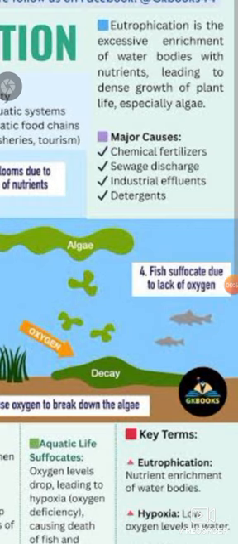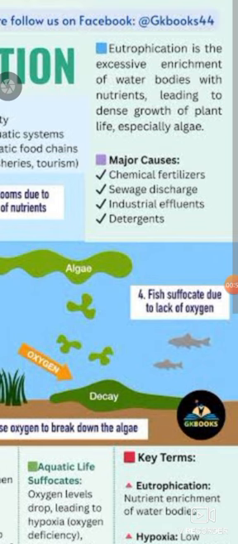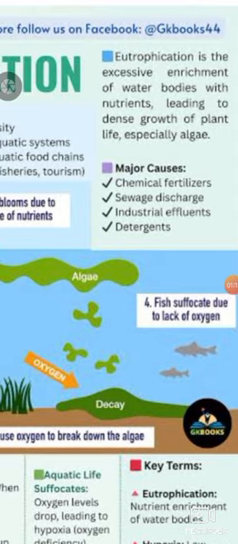So what they mean by water bodies can be a pond, a river, a lake, or a stream. Excessive enrichment of water bodies with nutrients, leading to dense growth of plant life, especially algae. When algae grows a lot on top of water, it's referred to as algal bloom.